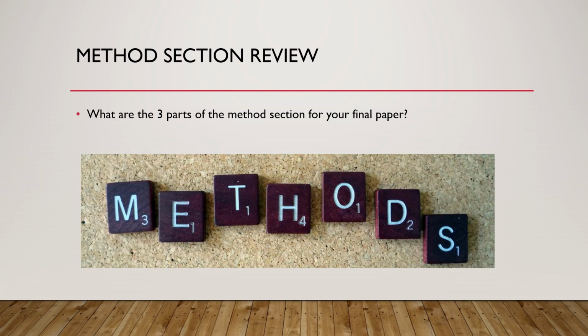So first, as a review, quick quiz: what are the three parts of the methods section that you need for your final paper? Give me a second. If you said that there was a participants section, a measures section, and a procedures section, then you were correct. So we're going to be talking about each of those three parts and what data you need to be putting in those participants, measures, and procedures sections.